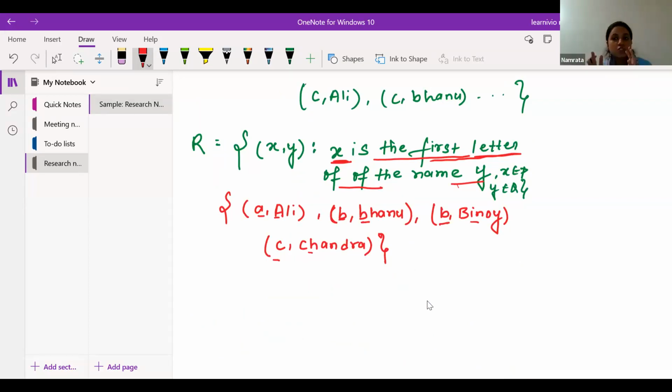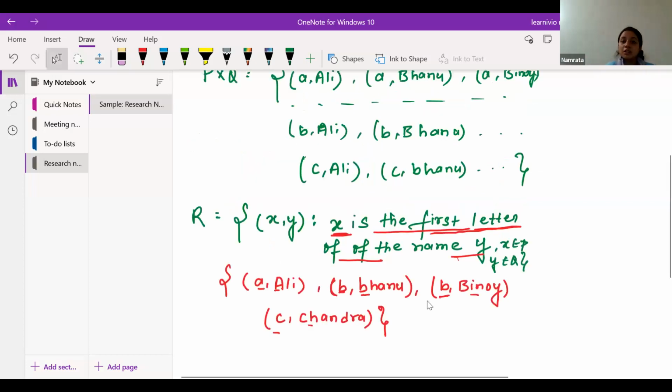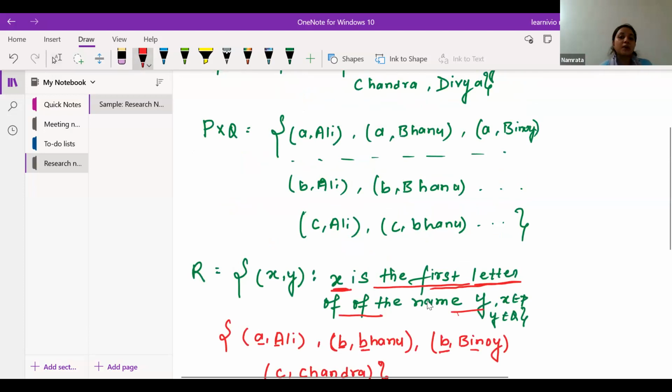This was the given condition, and accordingly we made the set. While doing the Cartesian product, we have listed down everything. As you can see, A with Ali, A with Banu, A with Binoy, A with Chandra, A with Divya, everything we will list down. But while writing the relation, we have to keep in mind what exactly the condition given is. According to those conditions, we will pick the ordered pair.